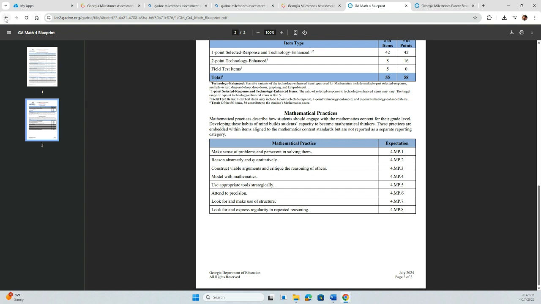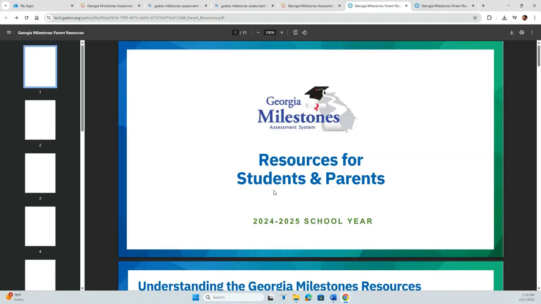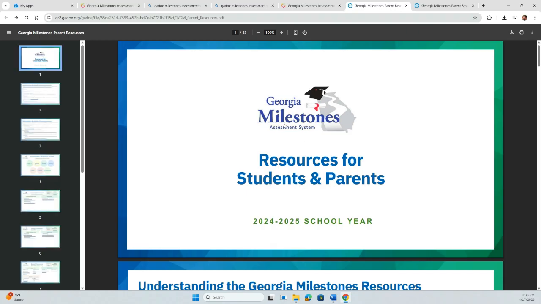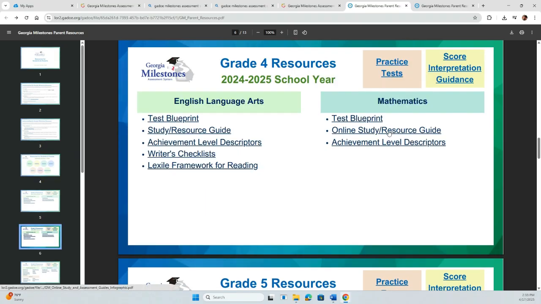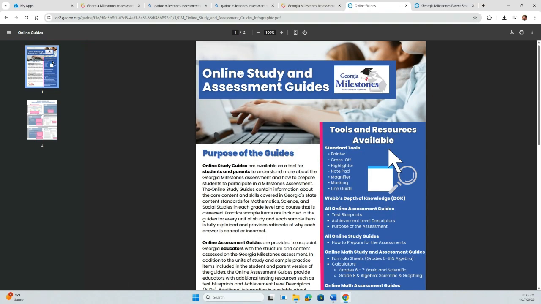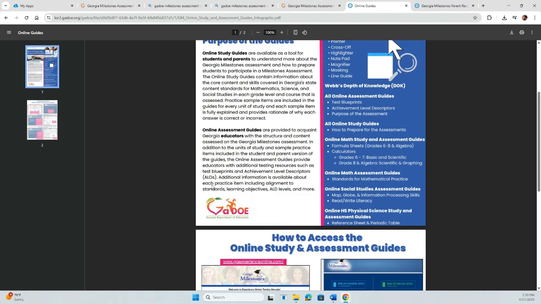So let's go back, and I wanted to kind of dig into the resource that you have available to you. We're going to go back to the Students and Parents Resource Guide. Once again, go back down to page 4. We're going to select fourth grade, and then we're going to hit the link up under mathematics that says Online Study Resource Guide. Parents, I can't tell you how wonderful this guide is, and I'm hoping you're going to see a little bit of it.